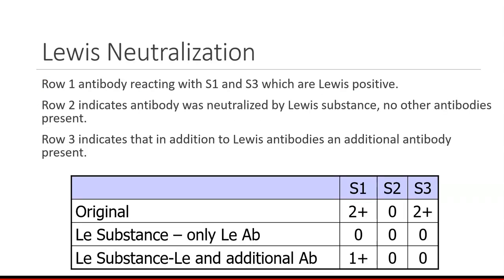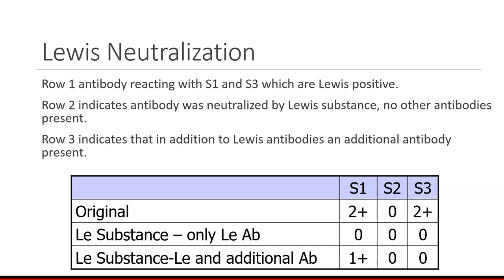So in row 1, we have our original reactions. We have a 2+ with screen 1, negative screen 2, positive screen 3. We add the Lewis substance to our serum, and row 2 indicates that the Lewis antibody was neutralized by the Lewis substance, and there's no other antibodies present. How do I know that? They're all negative reactions. Row 3, the Lewis antibody was neutralized, but there's an additional antibody present.